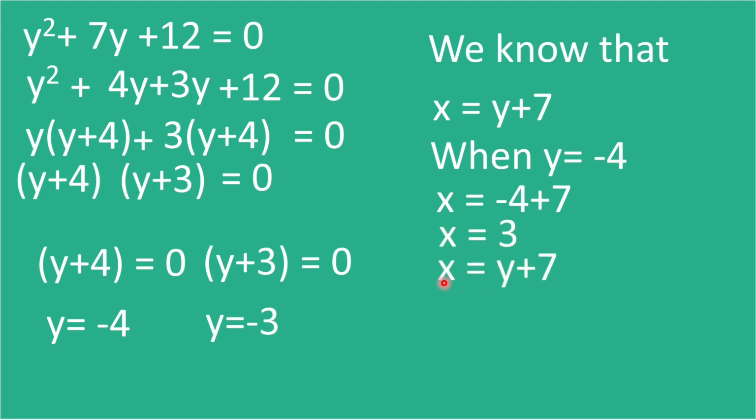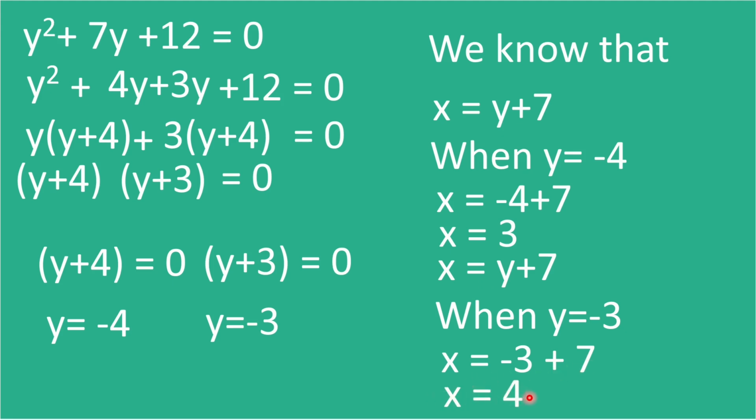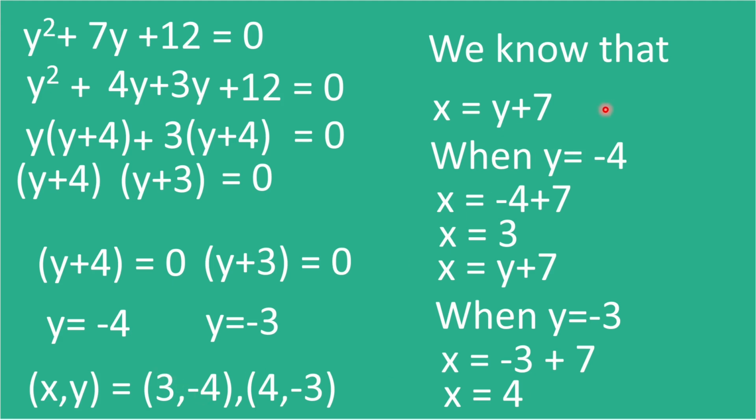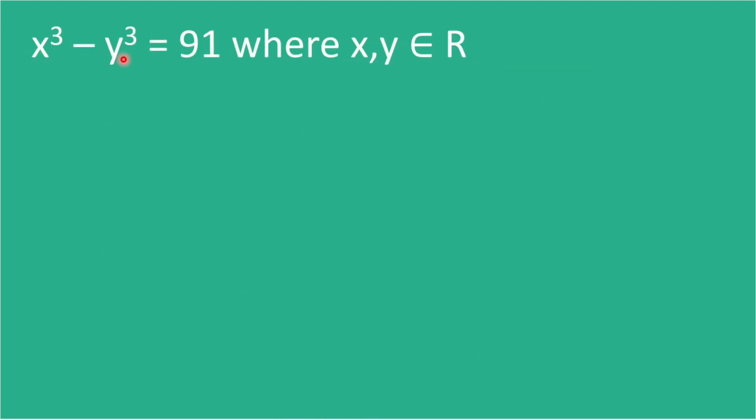And when y equals minus 3, we will put y equal to minus 3 in this equation. So this will become x equals minus 3 plus 7, which is equal to x equals 4. So it means that again we have two sets of x and y, that is 3, minus 4, and similarly 4, minus 3. So this was our given equation, and our task was to find out the values of x and y.